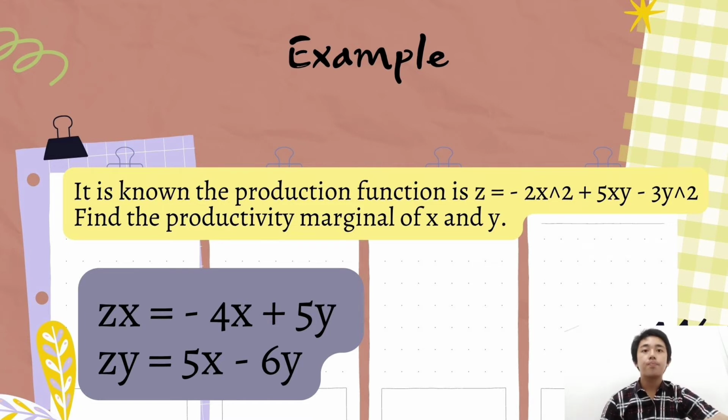If you remember, we bring down the power of the number and then multiply it with the variable, and then reduce the power by one. So it gives us zx equals negative 4x plus 5y, and zy equals 5x minus 6y.